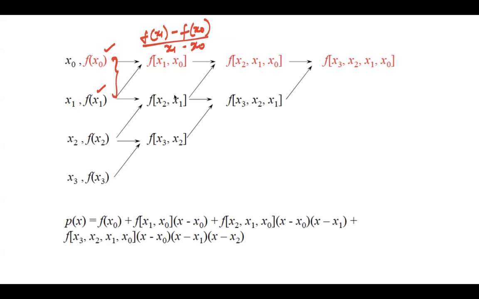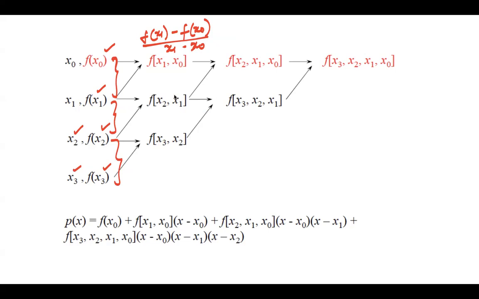Okay, you take this difference. This is f of x2 minus f of x1 divided by x2 minus x1. And here this will be f of x3 minus f of x2 divided by x3 minus x2. Okay, so now you get this one. Afterwards, there is no entry. So you start with 4 entries in the first column, and the second column you will reduce to 3 entries.